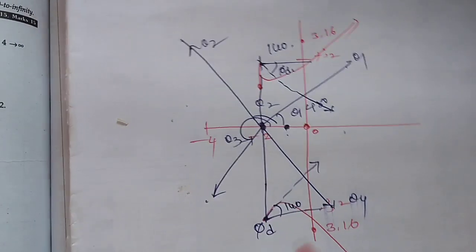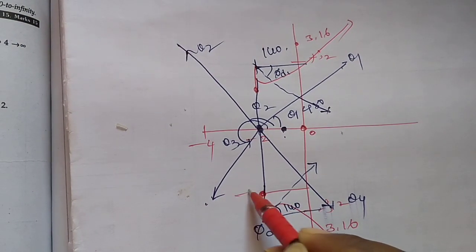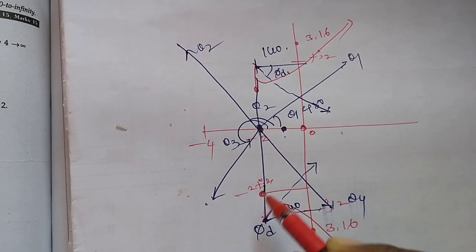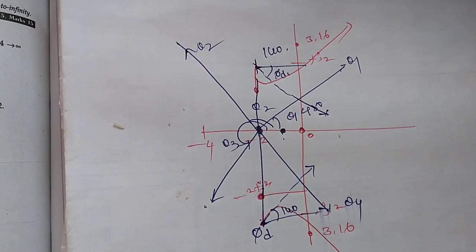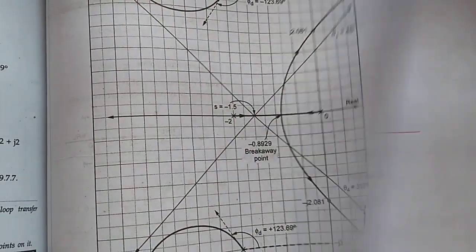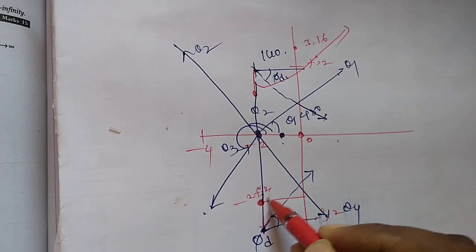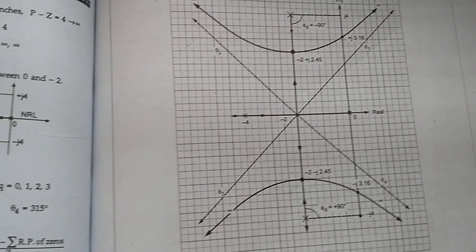So the root locus will start from here and meet the breakaway point, that is -2 plus or minus j 2.4. So the breakaway point for this case is a special breakaway point. The value of the breakaway point is, we will get -2 plus or minus j 2.45. So let us sketch the graph, we will get like this.